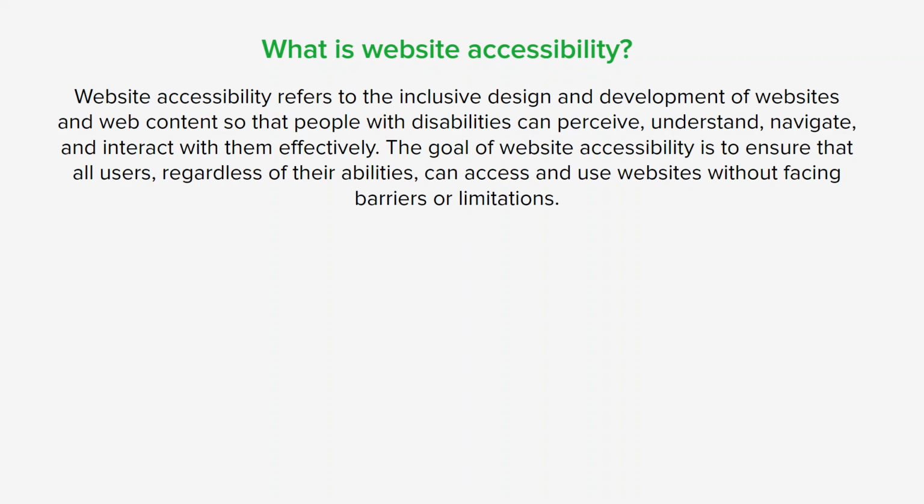Website accessibility refers to the inclusive design and development of websites and web content so that people with disabilities can perceive, understand, navigate, and interact with them effectively. The goal of website accessibility is to ensure that all users, regardless of their abilities, can access and use websites without facing barriers or limitations. When a website is accessible, it accommodates a wide range of disabilities, including visual, auditory, motor, and cognitive impairments.